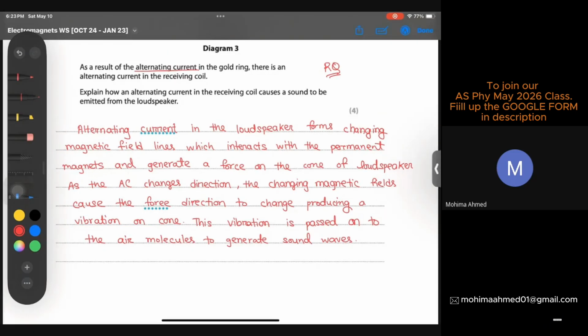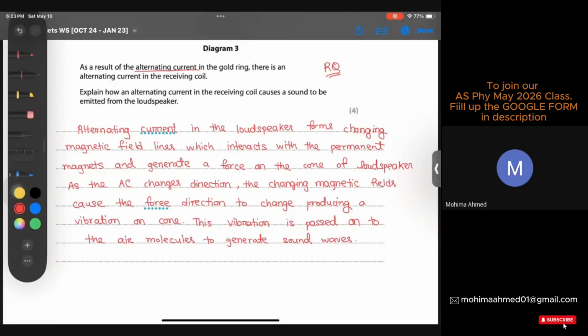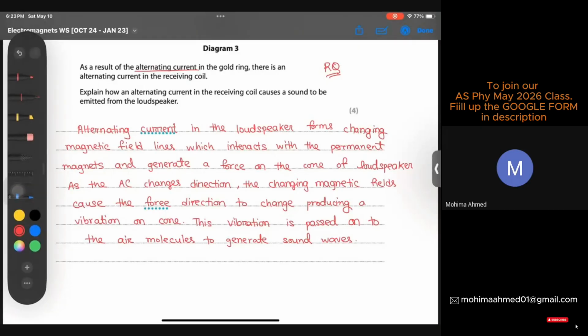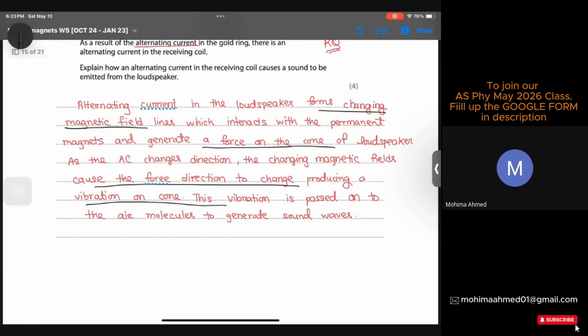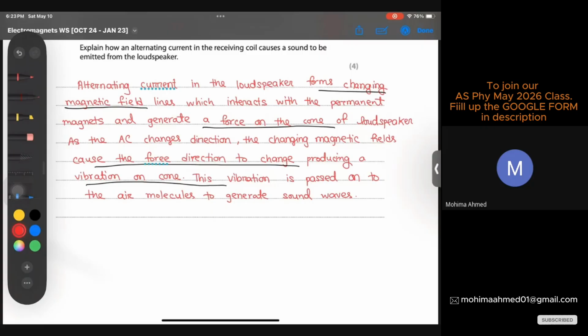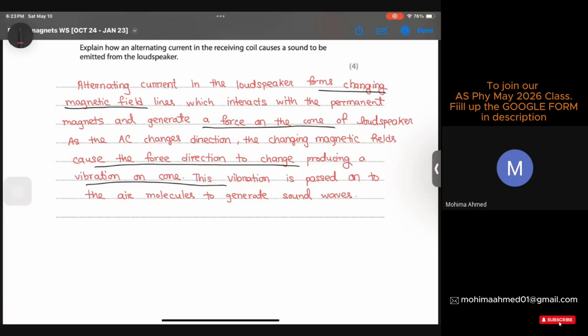Any problem from this part? Okay, then we move on to the next part.